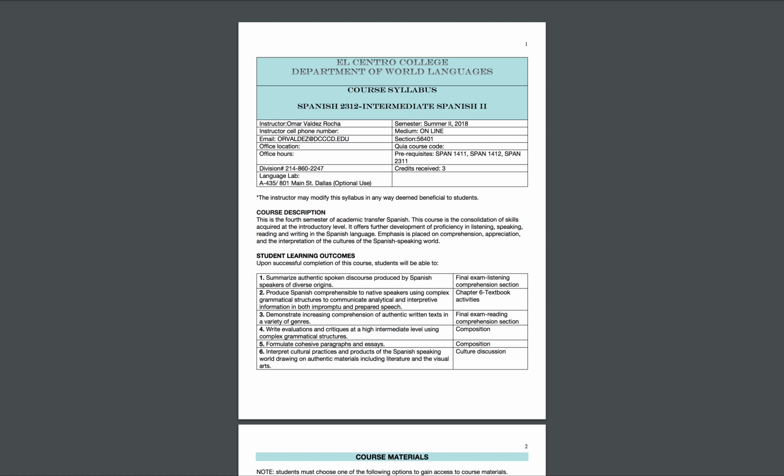Let's look at the syllabus. Okay, so the course is Intermediate Spanish 2. My name is Omar Valdez Rocha, and this is my email address. So this is my preferred mode of communication. It usually takes me 24 hours to get back to you. Please email me if you haven't heard from me.